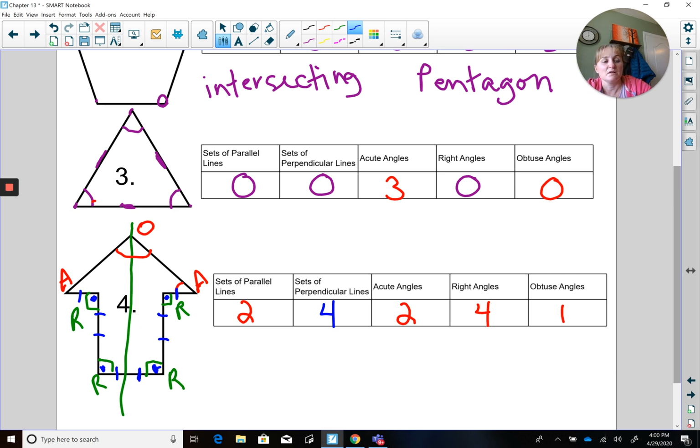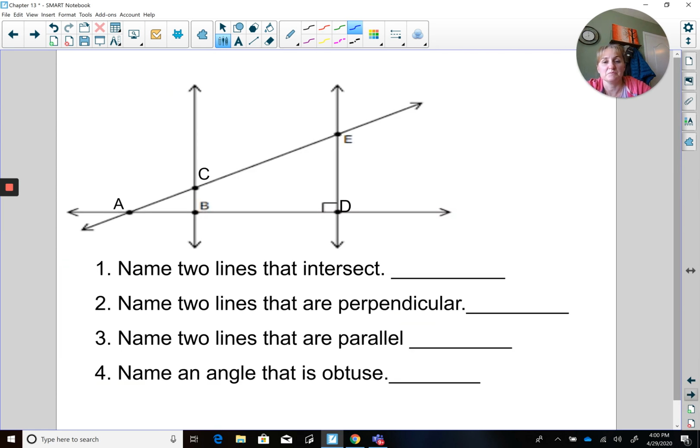Okay. Right now, we're going to go on to the next page. Okay. Here is a diagram of different lines. I want you to name two lines that intersect. And intersecting, not where they're perpendicular.